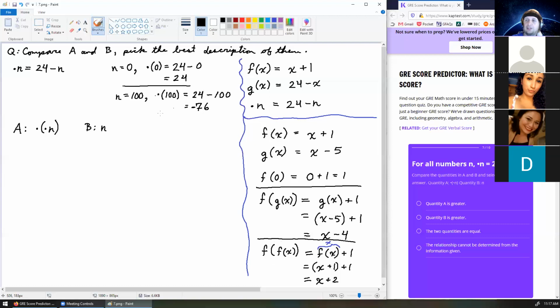If we treated dot n as like f of n equals 24 minus n, I'm writing it out in a way that's hopefully a little more familiar from your algebra classes. Does this look a little bit more familiar? Yes. Okay. The dot n is exactly the same thing.